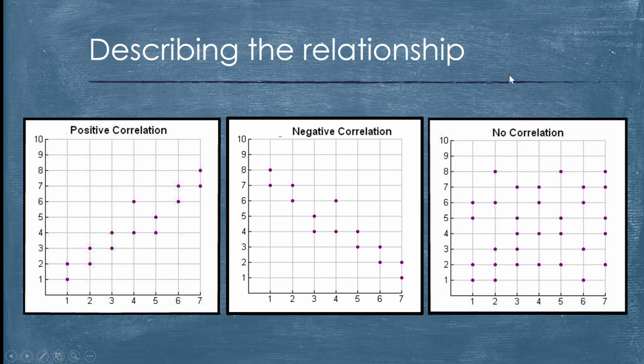And this one, what would your line of best fit look like? Would it look like this? Or this? Or well, there's no line of best fit you can draw, and so this would be an example of no correlation. The conclusion from this is that there is no relationship.